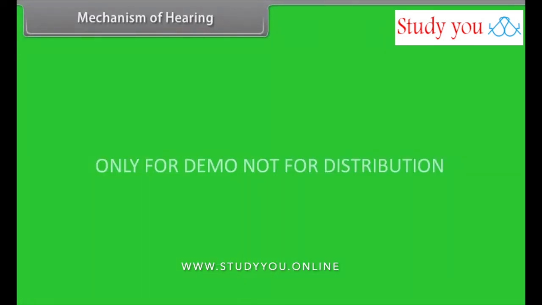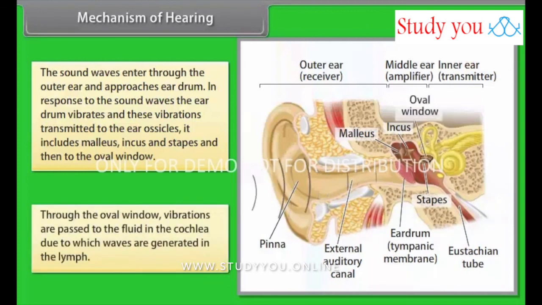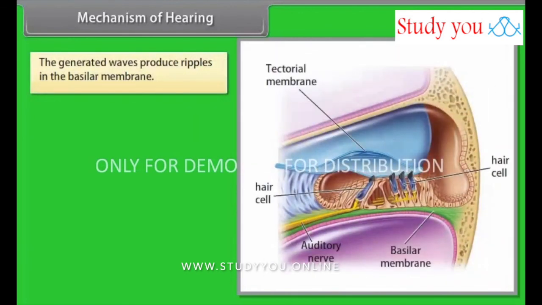Mechanism of hearing. The sound waves enter through the outer ear and approach the eardrum. In response to the sound waves, the eardrum vibrates, and these vibrations are transmitted to the ear ossicles. It includes the malleus, incus and stapes, and then the oval window. Through the oval window, vibrations are passed to the fluid in the cochlea, due to which waves are generated in the lymph. The generated waves produce ripples in the basilar membrane.